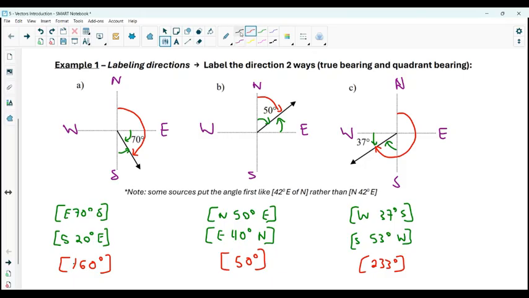Now, for each of these, I could also have described them by saying, I'm going to take my east 70 north. I could have said 70 degrees, sorry, south of east. I could also have said that, and you will see these in certain places. This one I could have said 50 degrees east of north. And this one, I could have said 37 degrees south of west. I usually won't use those because I find that kind of clunky, but you'll see those around. Okay, let's jump on to our next one here.